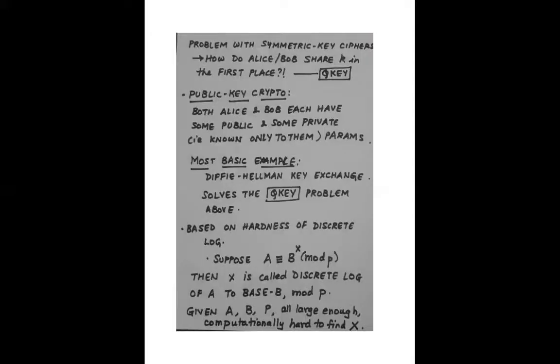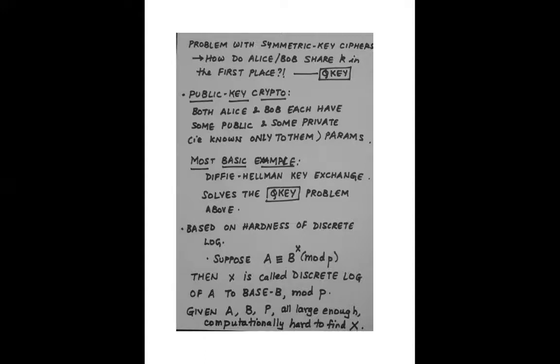That's the key problem with symmetric key cryptography, which is how do Alice and Bob establish this shared secret key K in the first place? Okay, so let's call this problem Q key because I'm going to be referring to it later, which is how do we even establish this shared secret in the first place?